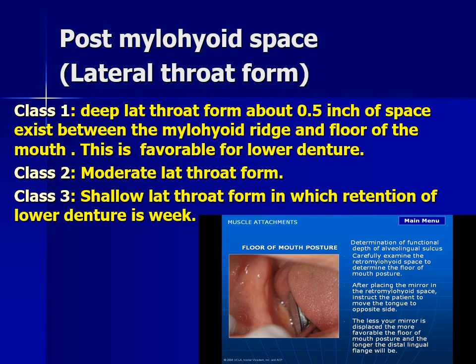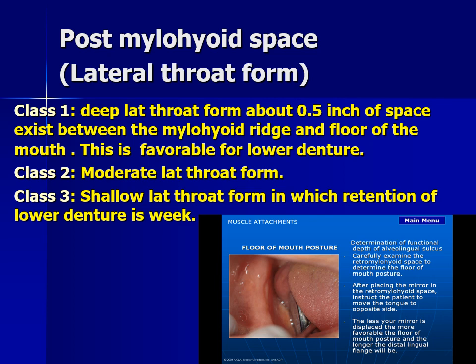Also, the post-mylohyoid space, or what is called the lateral throat form, should be examined. We have three classifications for the lateral throat form. A class 1 is a deep lateral throat form, where about half an inch of space exists between the mylohyoid ridge and the floor of the mouth. This is a favorable condition for lower denture retention and stability. A class 2 is a moderate lateral throat form, and a class 3 is a shallow lateral throat form in which retention of the lower denture is weak.